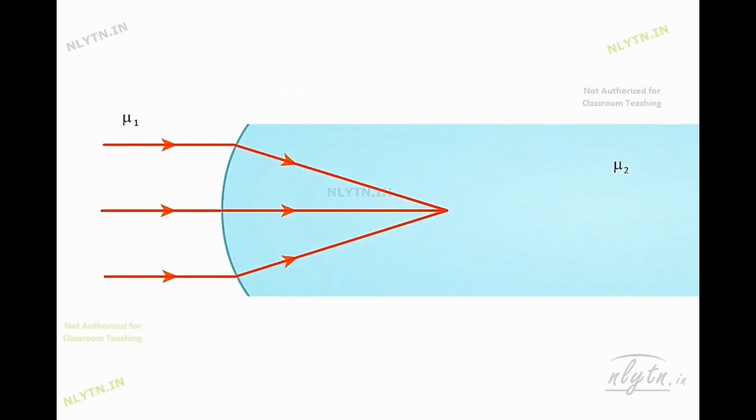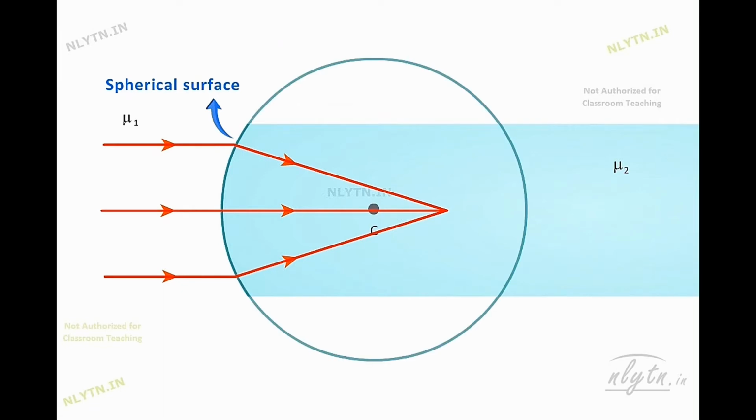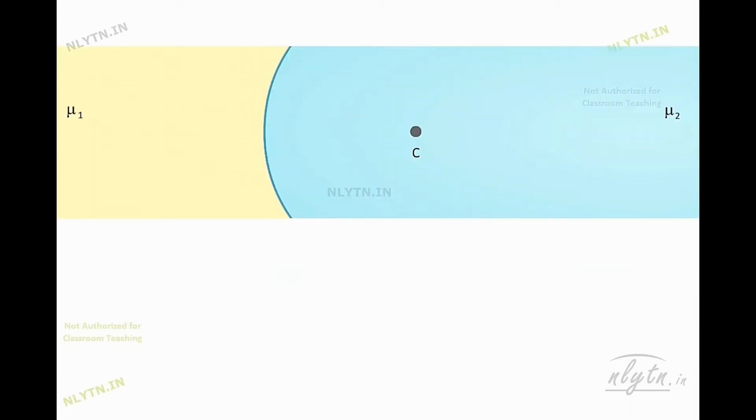In this chapter, we will discuss the refraction of light when it is incident on a spherical surface, that is, a surface which is a part of a transparent sphere. Let us consider an object placed near a spherical surface of radius r. We want to find the position of image of this object.